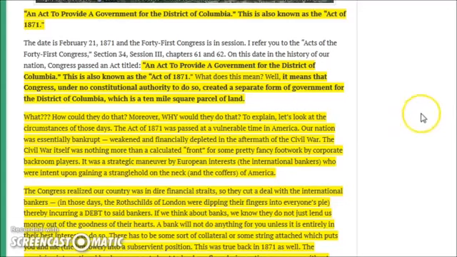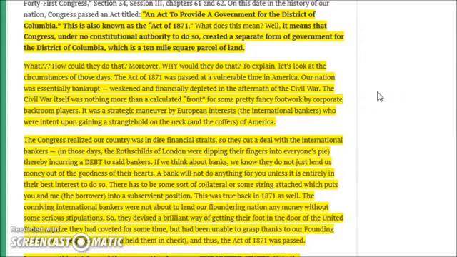An act to provide a government for the District of Columbia, also known as the Act of 1871. It means that Congress, under no constitutional authority to do so, created a separate form of government for the District of Columbia, which is a 10 square mile parcel of land, its own city state. It has its own police force, its own mayor, it has its own tax. It isn't taxed, but it has its own constitution that we'll get into at another time. But basically, it's not beholden to any other city state, just like the city of London and just like the Vatican. Those are the trilateral city states that rule all.